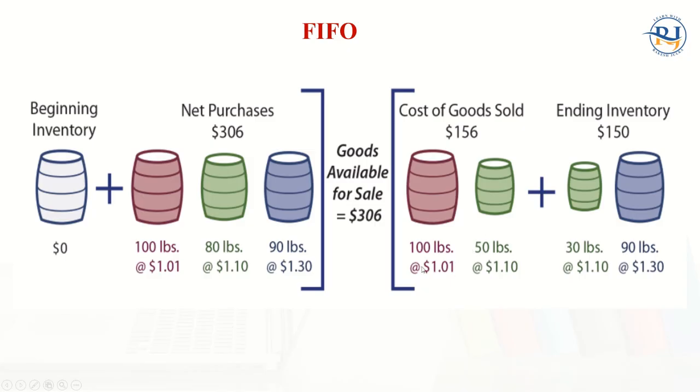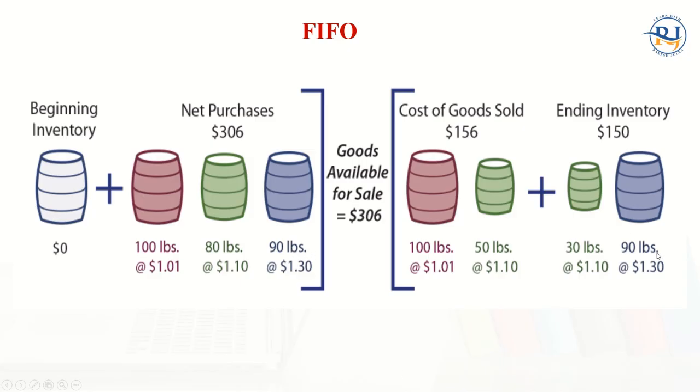So 150 is multiplied accordingly by the price at which we bought it. The first lot we bought at 1.01, and the second lot of the same article at 1.10. Now the remaining inventory: from the second lot we have sold 50 and 30 remain. So this is first in first out, and the last one, the 90 pounds we have here, will be the closing stock.